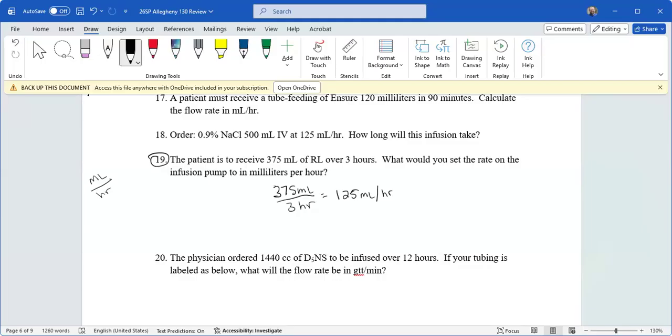So as a challenge, I'm going to give you an alternative, and you can actually solve this. Type your answer into the chat once you get it. Basically, I'm going to give you the volume and the time. Let's say they're getting 500 milliliters in 2 hours. My question for you is, what would you program into the infusion pump so that they get 500 milliliters in 2 hours? And like I said, just type it into the chat.